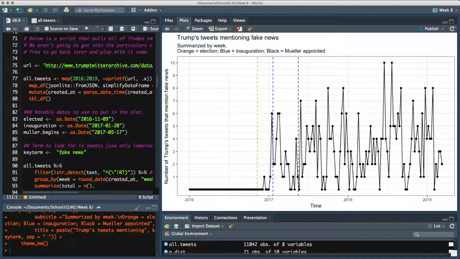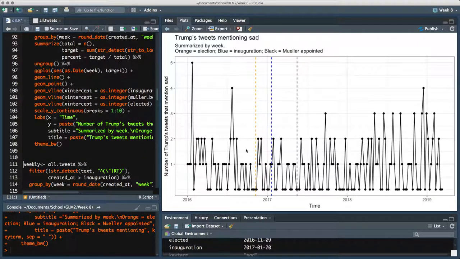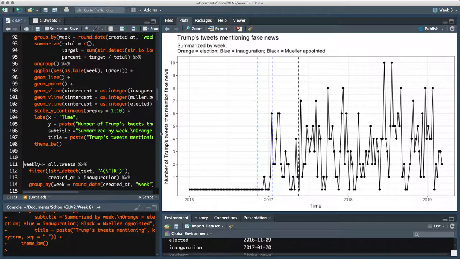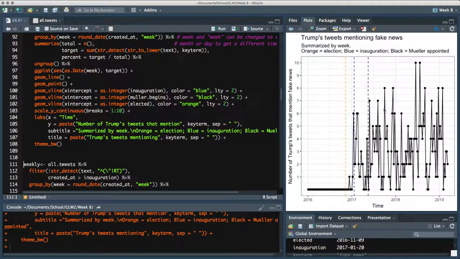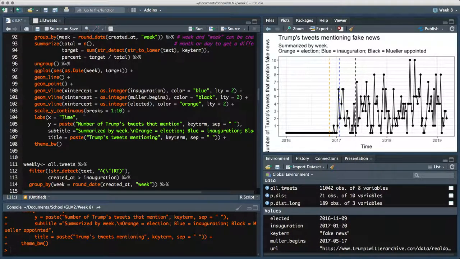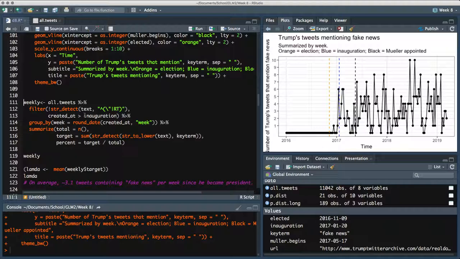Now the fun thing is that you can change this and make anything your key term. If we want to see how often the word sad appears in Donald Trump's tweets, we can do that. If we want to change the dates, you can just keep playing with this and do all sorts of stuff. But for now, we're going to stick with fake news. And we see that there's a pretty high weekly occurrence. So if weekly is our unit of time, then we would want to see on average how many times per week does Donald Trump tweet about fake news.